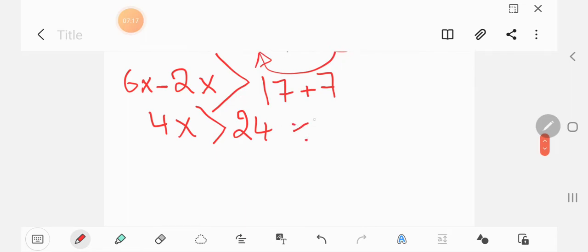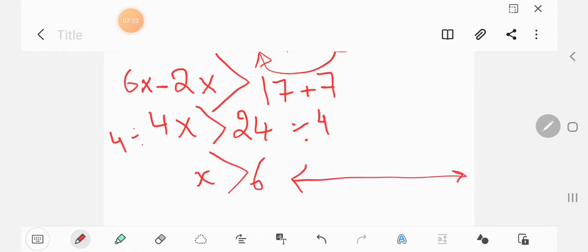Divide by what? Divide by 4 here and divide by 4 there. X is greater than 6. By using the number line, here we have the 6. Open circle going to the right. Again, it's very easy. Another one.